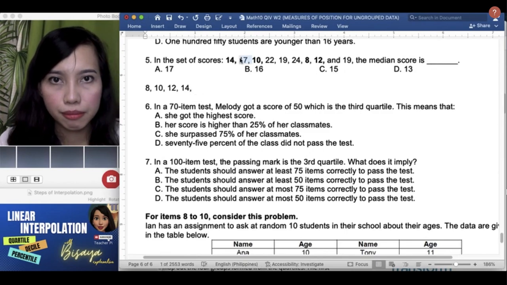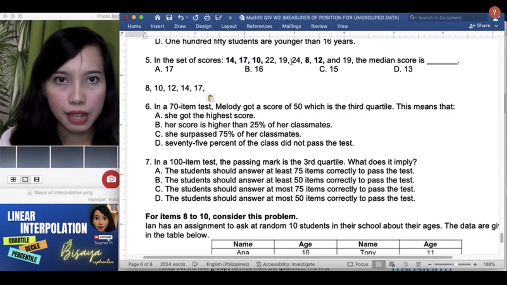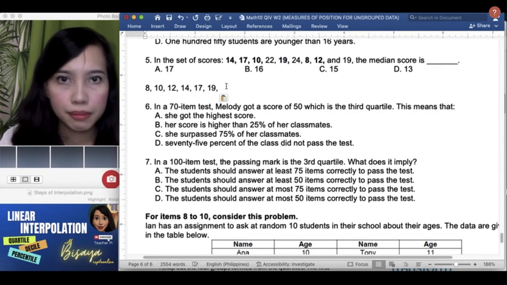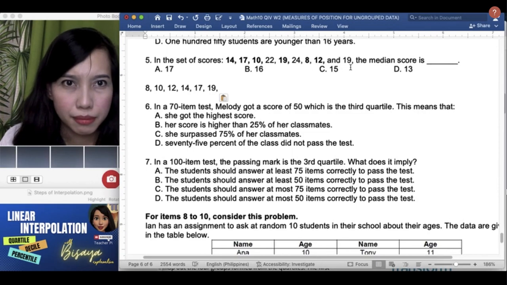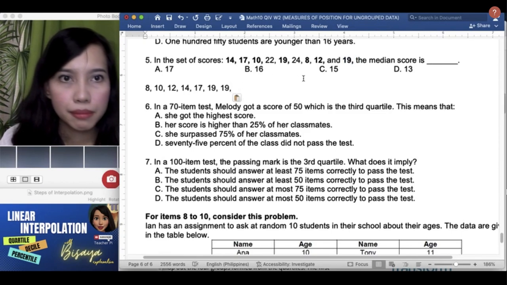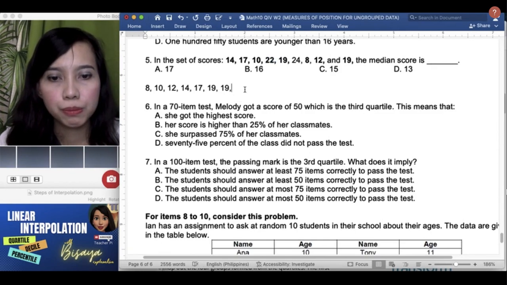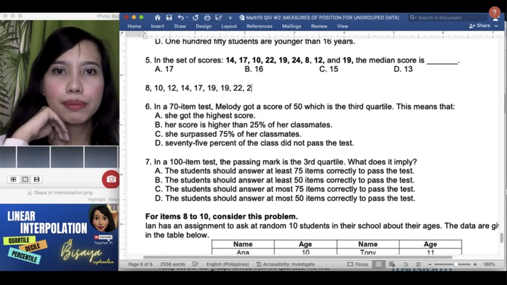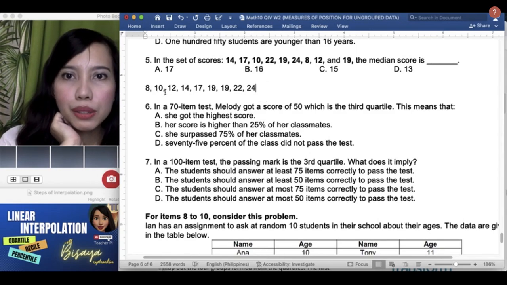17, 19, 22, and 24. Okay. 1, 2, 3, 4, 5, 6, 7, 8, 9.